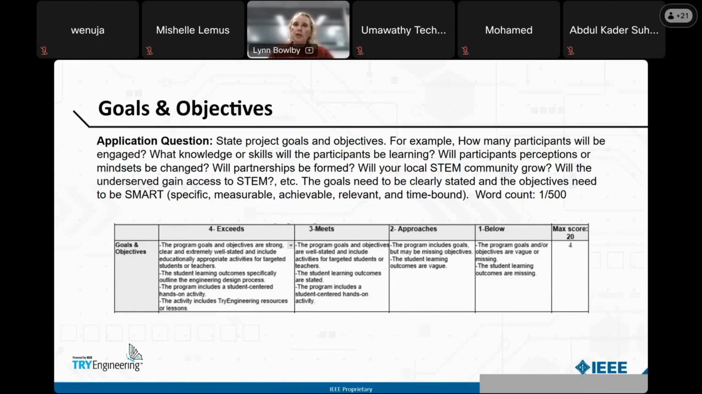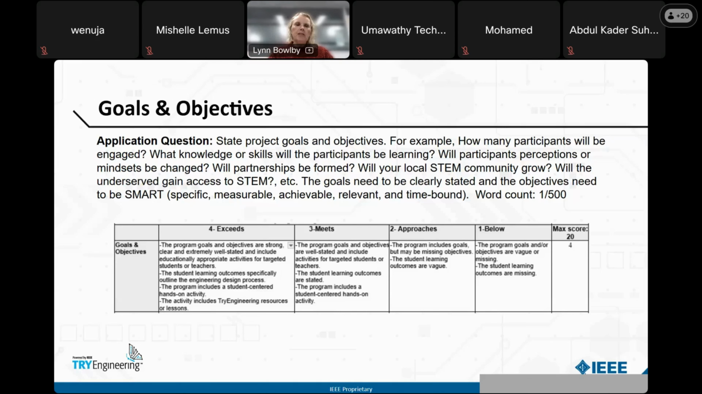Will your STEM community grow? Will underserved gain access to STEM? Those sorts of things is what we're looking for. But you want them to be SMART goals. So specific, measurable, achievable, relevant, and time-bound. And again, there's a maximum word count of 500. When you're in the application, I think basically it's going to tell you when you've hit that 500 mark, and you may have to scale back and be a little more concise with your application answer.